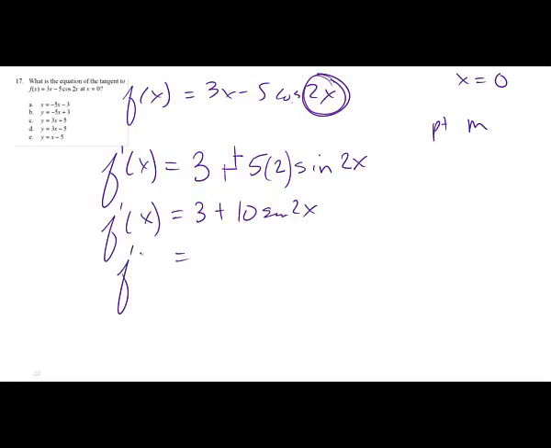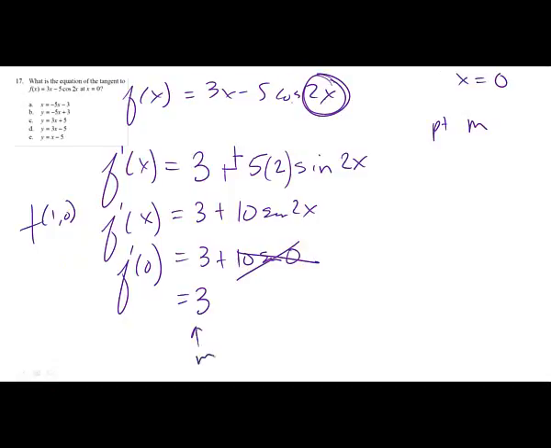Now I tell the grader that I'm going to plug 0 in. We practice that even though it's multiple choice, because you don't want to get in that bad habit. All right, so we've got 3 plus 10 sine 2 times 0. 2 times 0 is what? 0. What is the sine of 0? 0. 10 times 0 is 0. So that is 3. So the slope is 3.